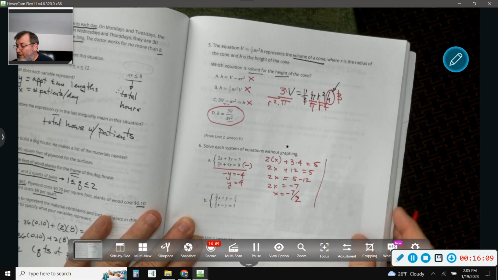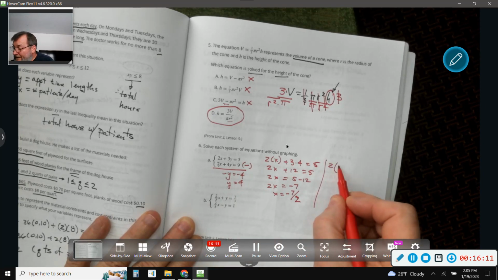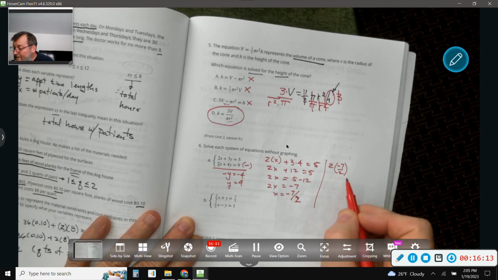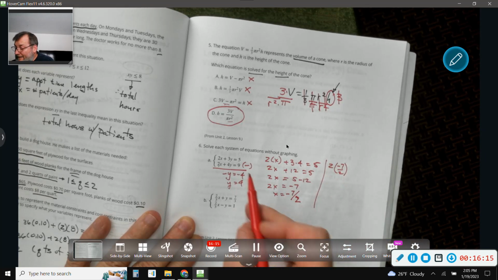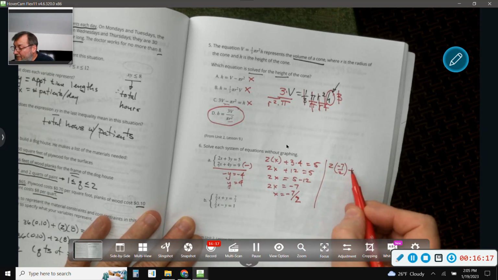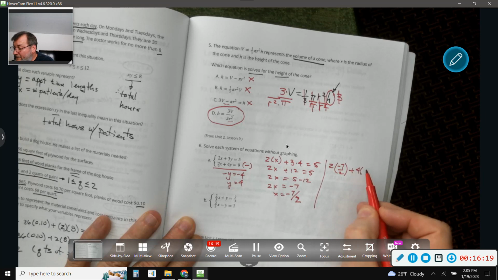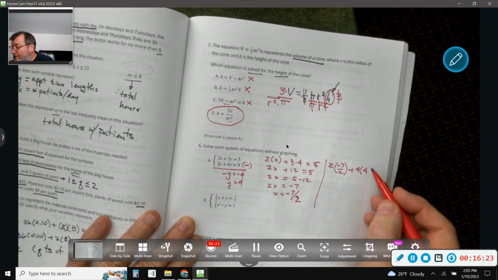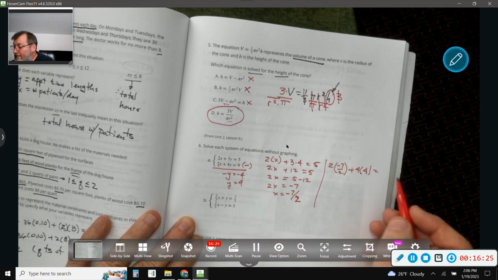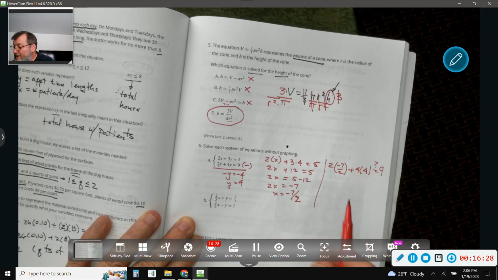We'll check our work. 2 times negative 7 halves, all right, there's your x, plus 4y, so plus 4 times 4. Well, that has to equal 9. So let's make sure it does that.